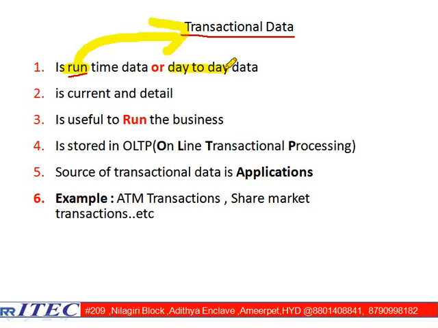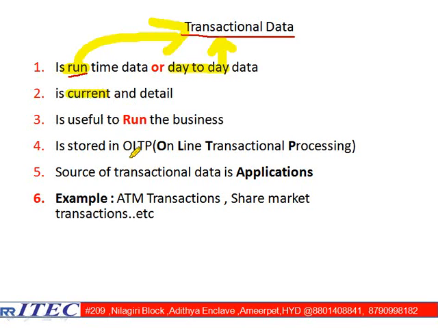Next point, it is day-to-day data. Day-to-day data means what? Monday I will get some transactions, Tuesday also I will get some transactions, Wednesday also I will get some transactions. That means every day this is a continuation process. That is the reason we are saying it is day-to-day data. So I can say transactional data is runtime data and transactional data is day-to-day data.